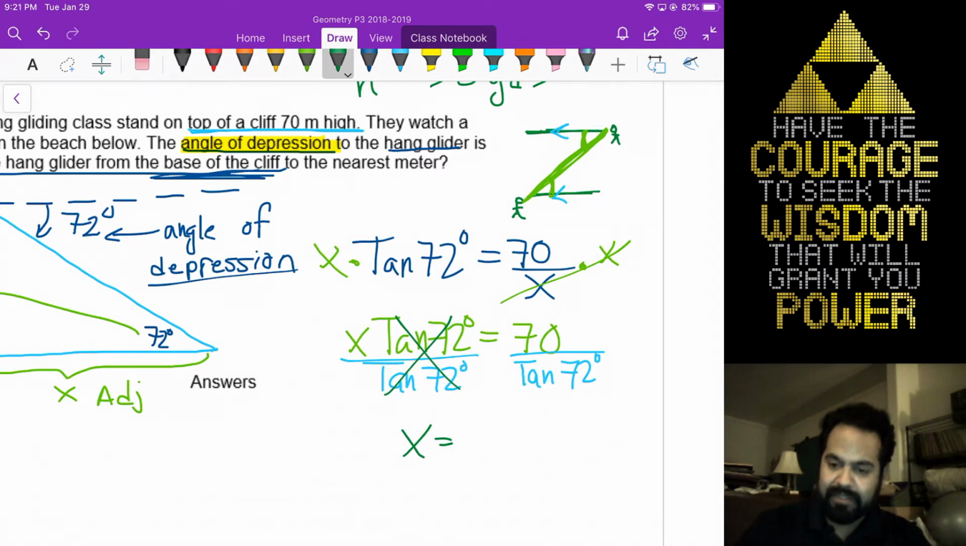My calculator's being dumb. Yeah. So let's see here. Oh, it would help if I took off the inverse part.